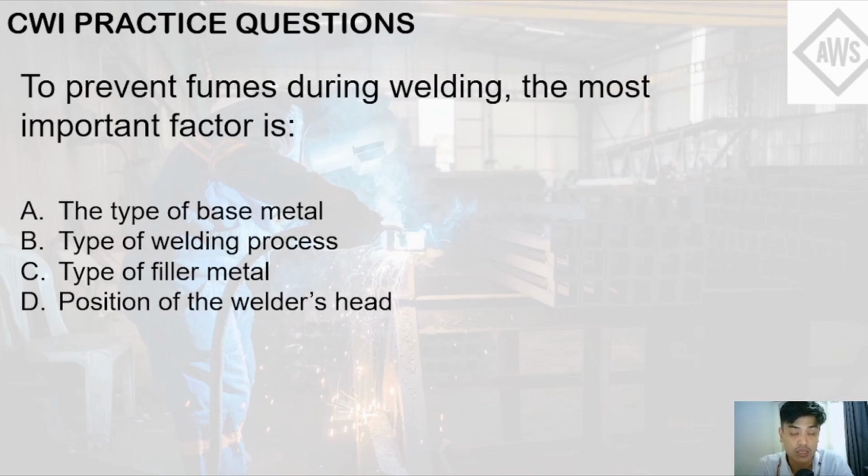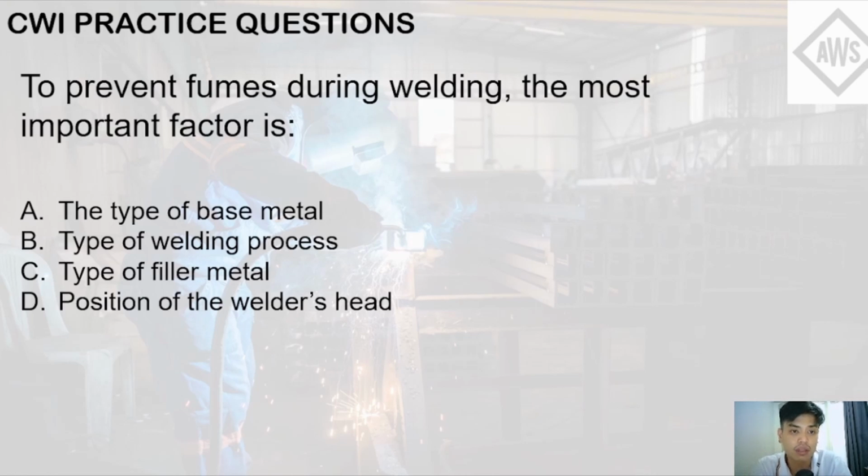Letter B, the type of welding process. It differs because of the different filler metals that are used, different base metals, the flux that is used for that specific filler metal, and the duty cycle used in the welding machine. So it differs depending upon the welding process. Letter C, the type of filler metal. As I've mentioned, it depends on the composition of that filler metal. Letter D, the position of the welder's head.